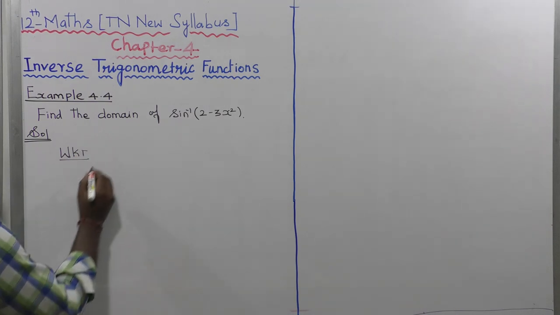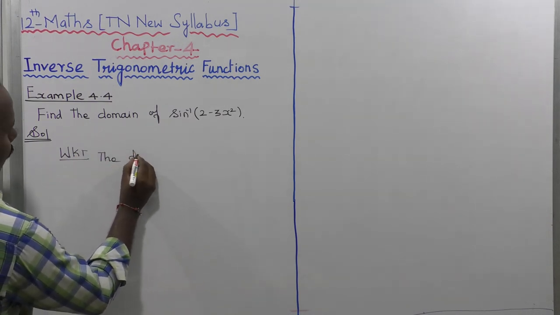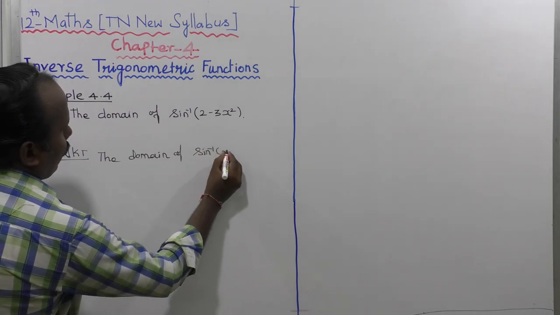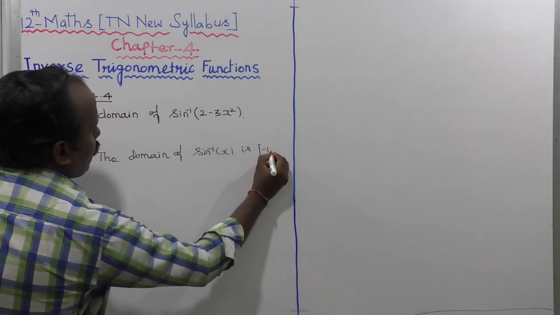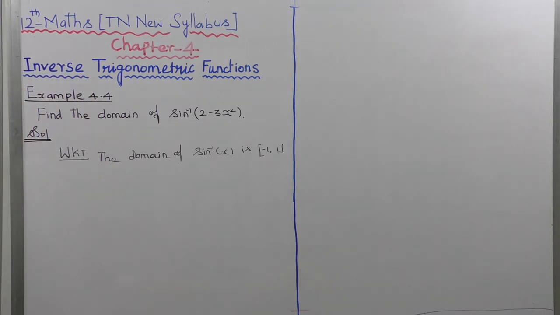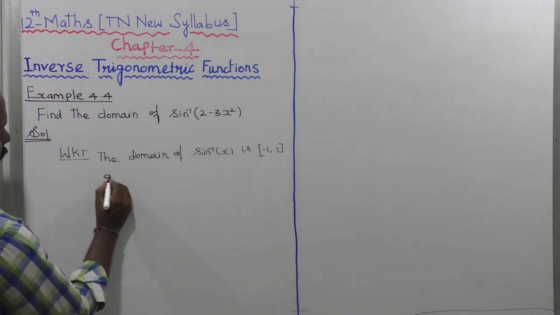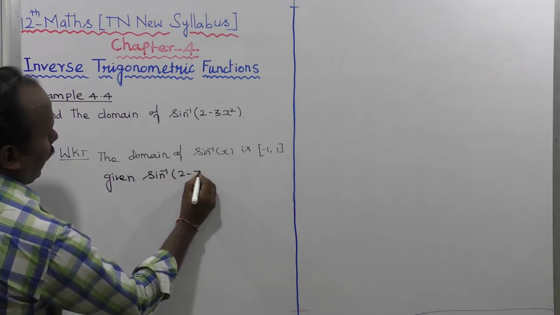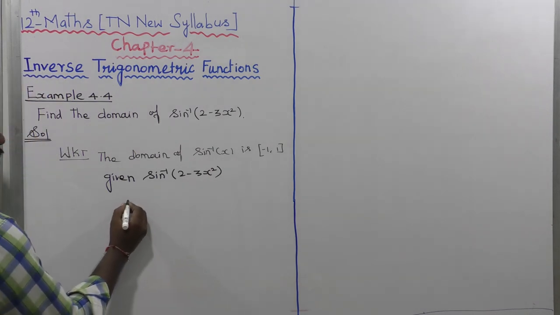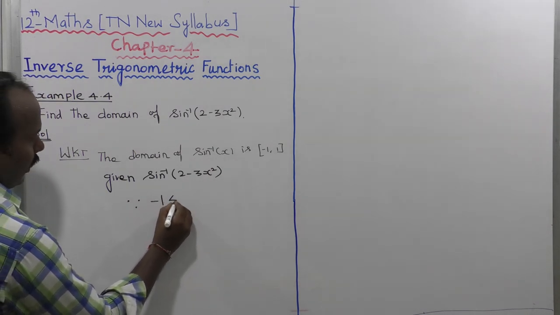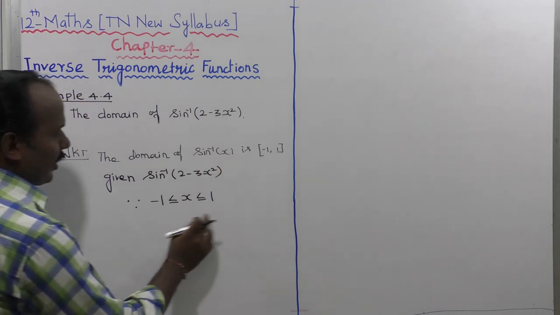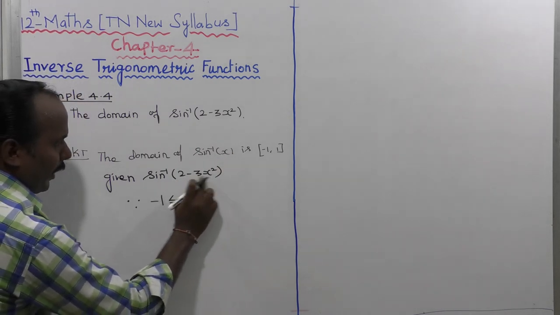We know that the domain of sine inverse of x is minus 1 comma plus 1. So this is the given value. The given function is sine inverse of 2 minus 3x square. Since minus 1 is less than or equal to x is less than or equal to 1, this is the general domain of sine inverse of x. Here x is replaced by the value 2 minus 3x square.